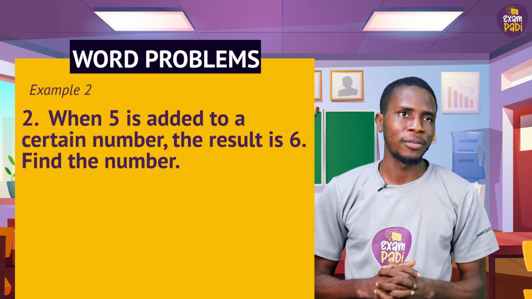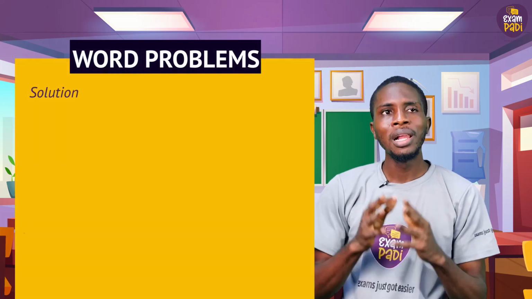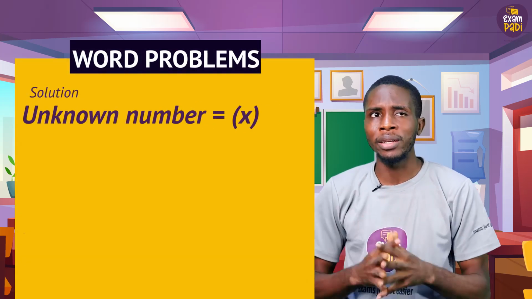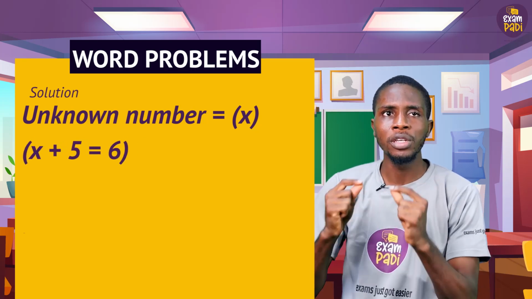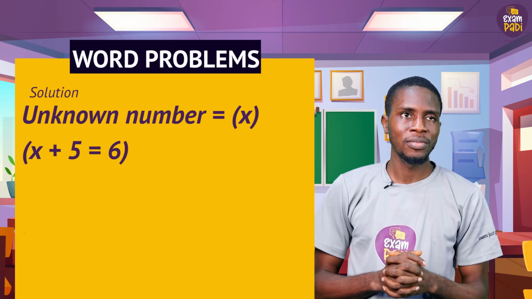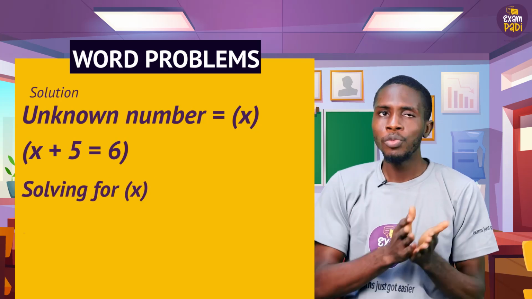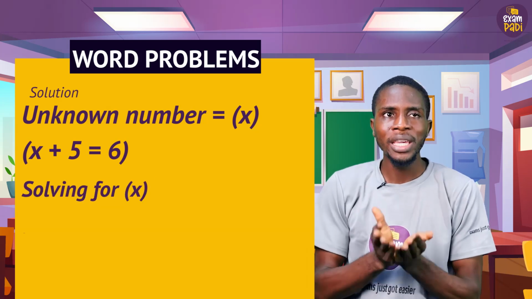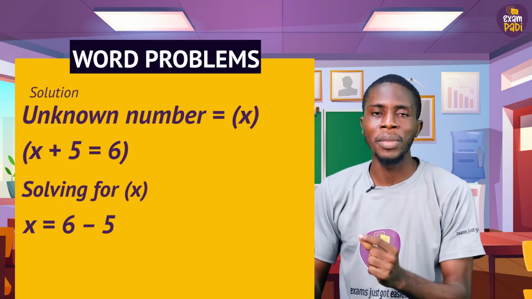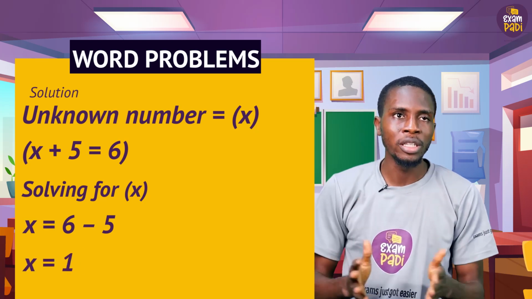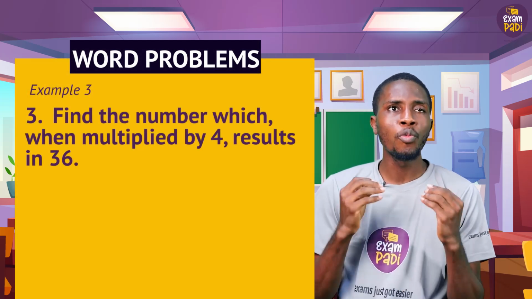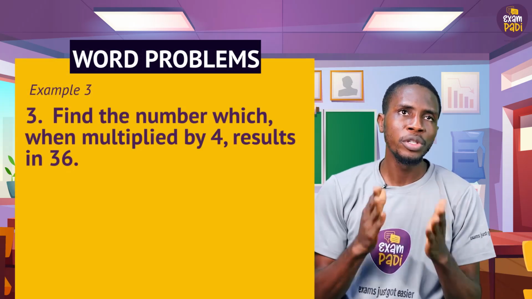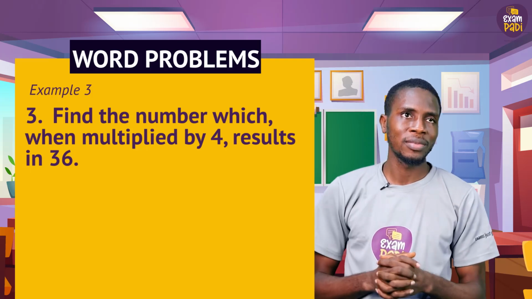2. When 5 is added to a certain number, the result is 6. Find the number. Solution. Let's call the unknown number x. We can write the equation as x plus 5 equals 6. Solving for x, we collect like terms. We get x equals 6 minus 5. X equals 1.